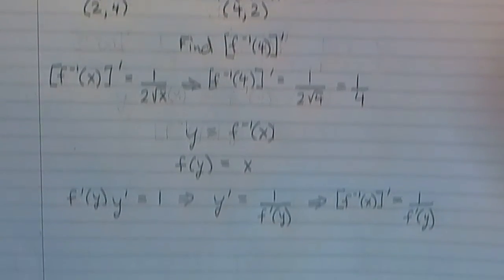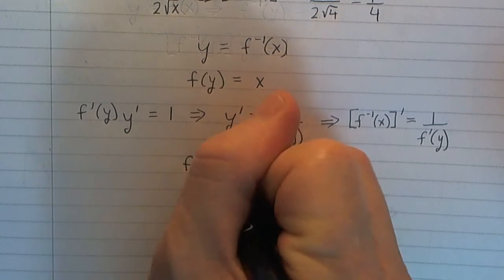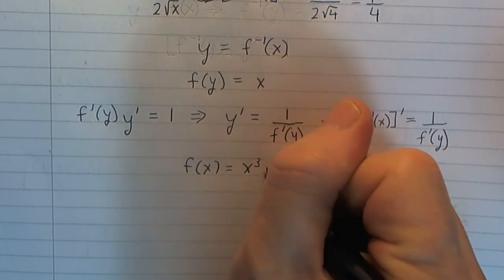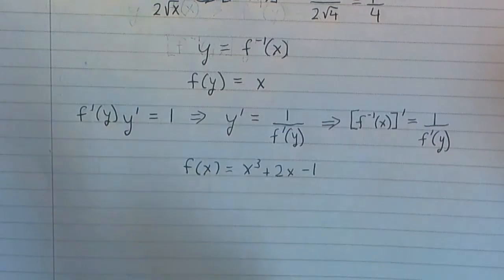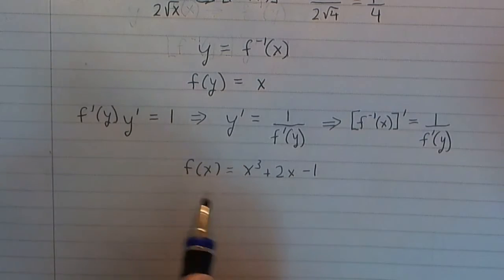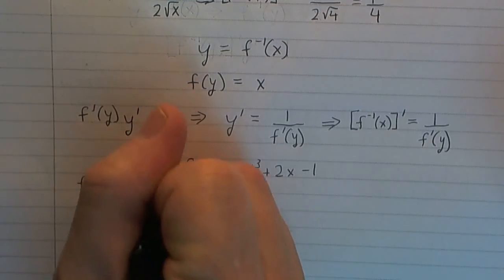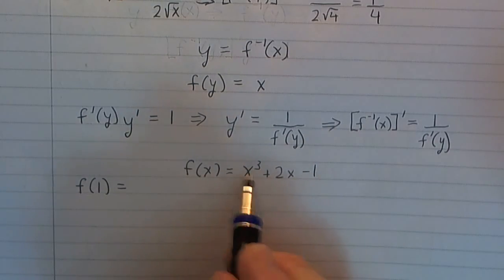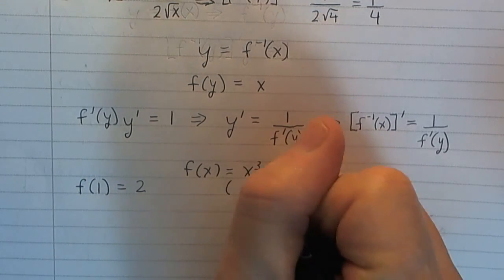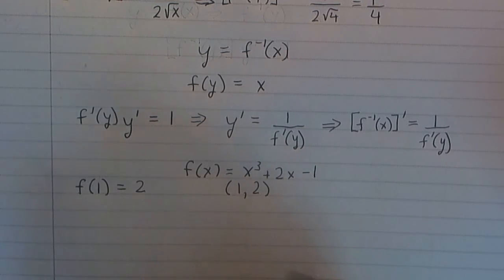Now let's look at a particular example here. Let's suppose that I've got f of x equals x cubed plus 2x minus 1. Let's suppose we've got something simple like that. Now, I want to set this problem up by finding f of 1. Well, f of 1, if we put a 1 in here, this would be 2. So on this function here, we've got the point (1, 2). See? So if I put that 1 in.